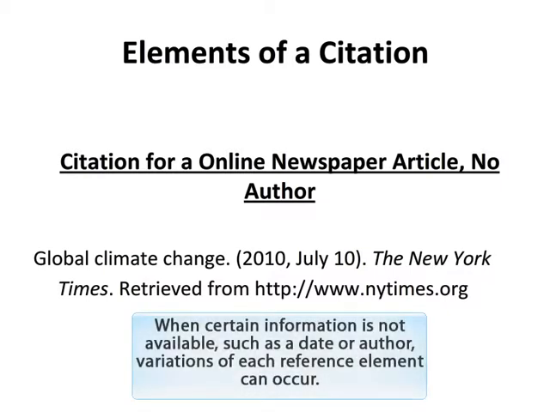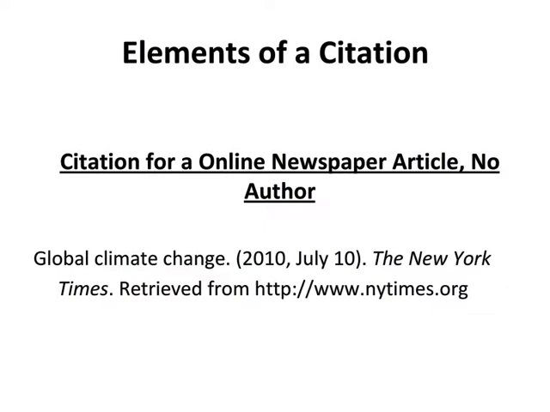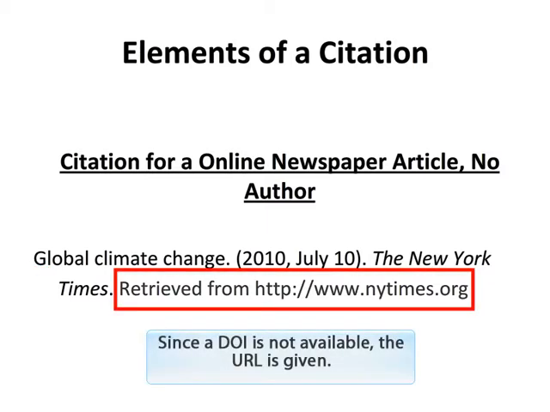When certain information is not available, such as a date or author, variations of each reference element can occur. For instance, since there isn't an author for this article, the title would be the first element of the citation and would be alphabetized in the reference list by the first significant word in the title. Note that since a DOI is not available, the URL is given.